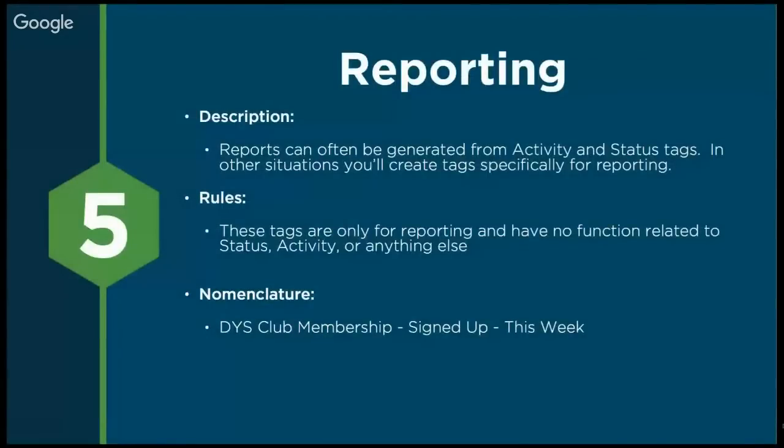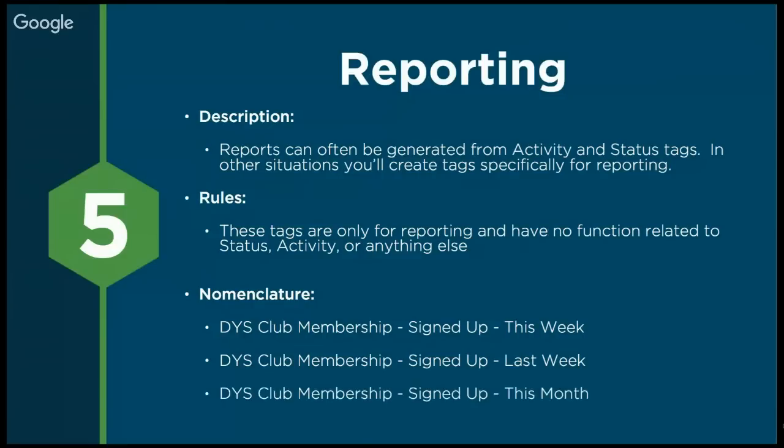Nomenclature might be something like this. So we sell access to our Double Your Sales Club membership. And so we would have Double Your Sales Club membership dash signed up dash this week. Okay? And then we might have signed up last week and signed up this month and last month and 2 months ago.